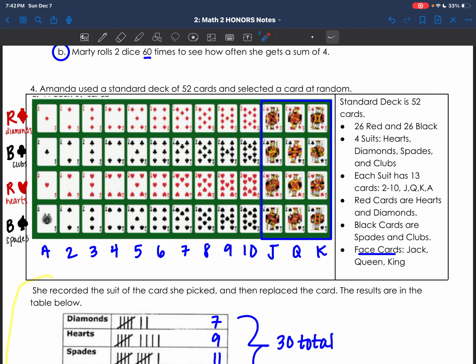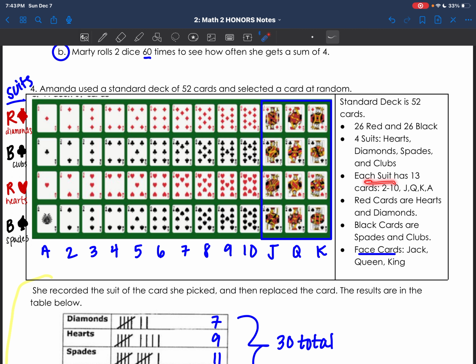All right, so now let's look here. If you don't play cards regularly, then you'll definitely need to make sure you understand this. A standard deck has 52 cards, and these are all of the options you could potentially have. So you should have 26 red and 26 black. These are all red, and then these are all black. You have 4 suits, which are diamonds, clubs, hearts, and spades.